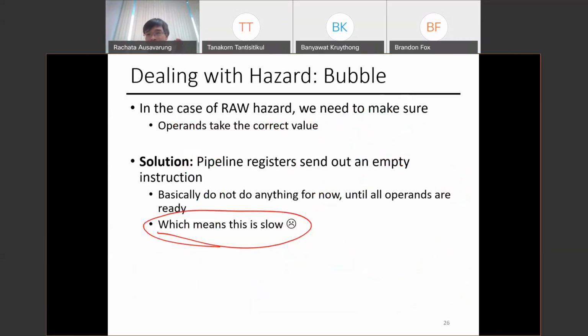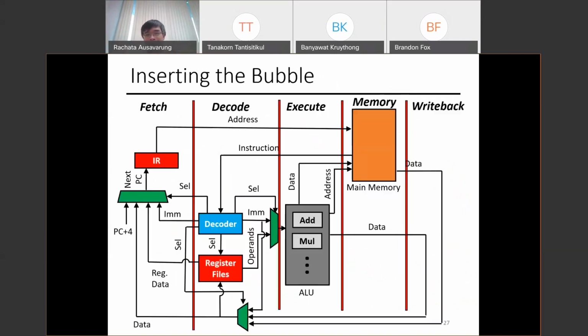So that's how you can figure out what you can do. Can we do better? Yes, we can do something called data forwarding. But before we go to data forwarding, let me give an example of what it means when I insert a bubble. Let's say I have instruction n here, n plus 1 right here, n plus 2 right here, n plus 3 right here. And that's the dependency between n plus 1 and n plus 2.